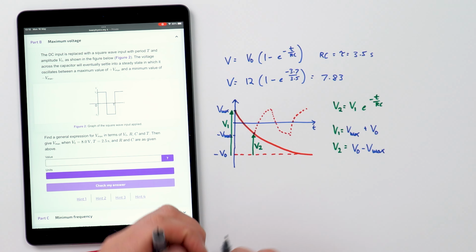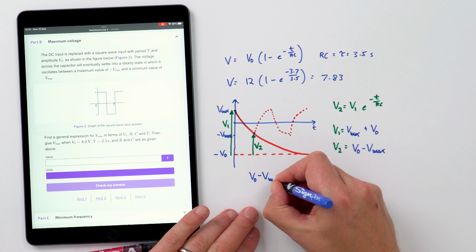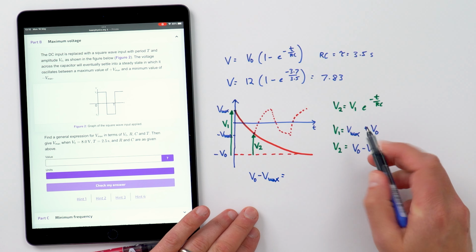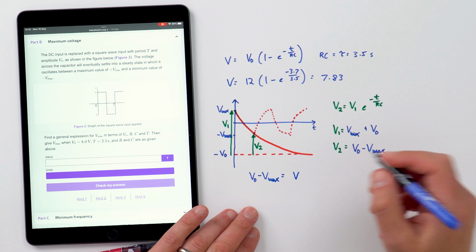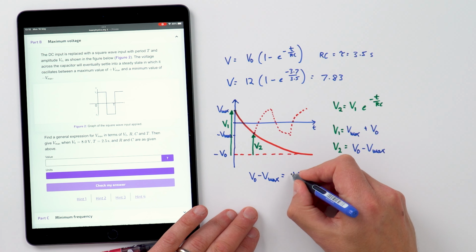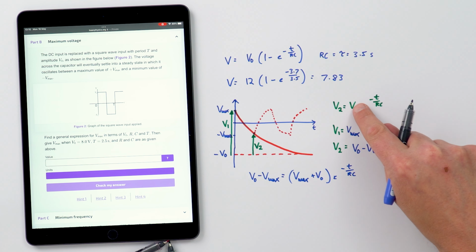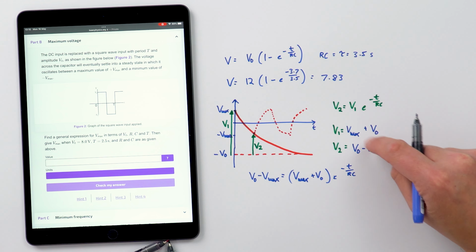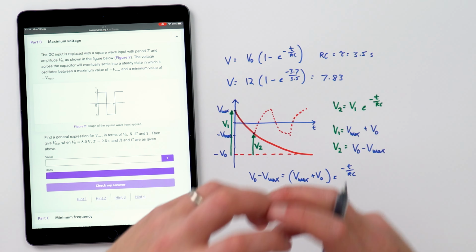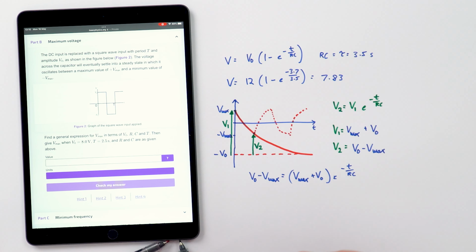So V2 is equal to V0 minus Vmax, and that's equal to V1, which is Vmax plus V0, all multiplied by e to the minus t over RC. Okay, so that's the equation, the standard capacitor discharge equation. These are the values from this graph. And drawing a graph, or a plot like this as you're working out, is super important.